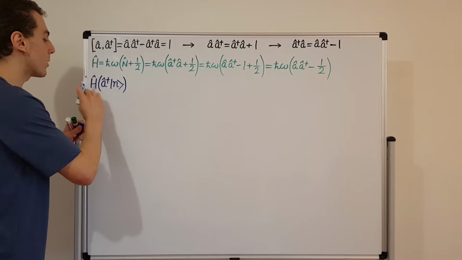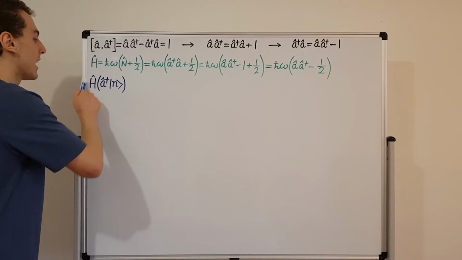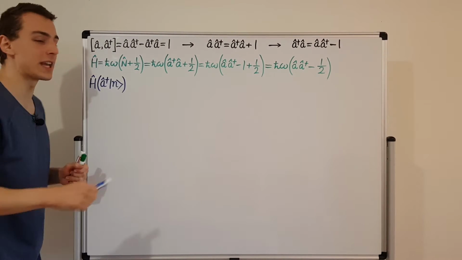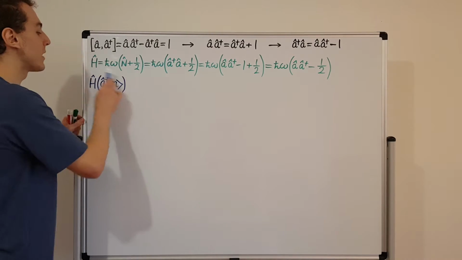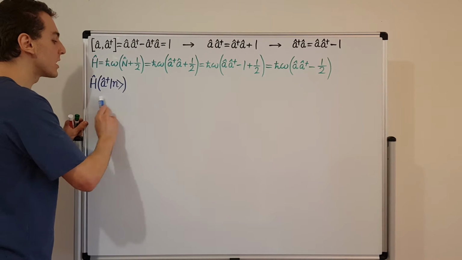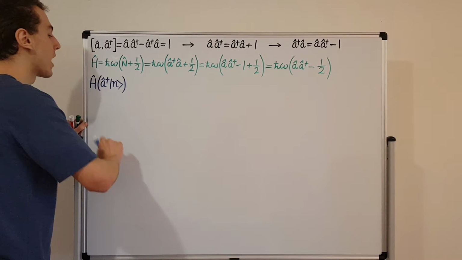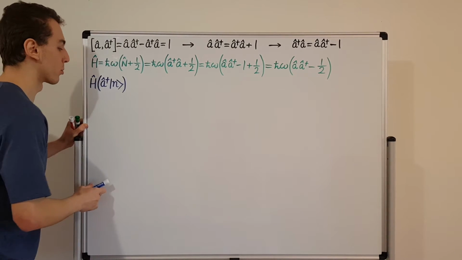Then we want to act on this state with the Hamiltonian, and see what eigenvalue we get. So we're going to end up deriving an eigenvalue equation involving the Hamiltonian. First we're going to do this for the raising operator, and then we'll do that for the lowering operator.